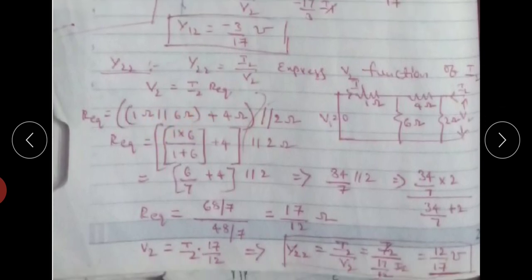So first, 1 ohm and 6 ohms in parallel. R equivalent equals 1 into 6 by 1 plus 6. Use the formula R1 R2 by R1 plus R2, plus 4. Next, this total combination is in parallel with 2 ohms. So it equals 6 by 7 plus 4 parallel to 2 ohms, or it equals 34 by 7 parallel to 2 ohms. Again here is a parallel combination, so use the R1 into R2 by R1 plus R2 formula. So finally R equivalent equals 17 by 12 ohms.